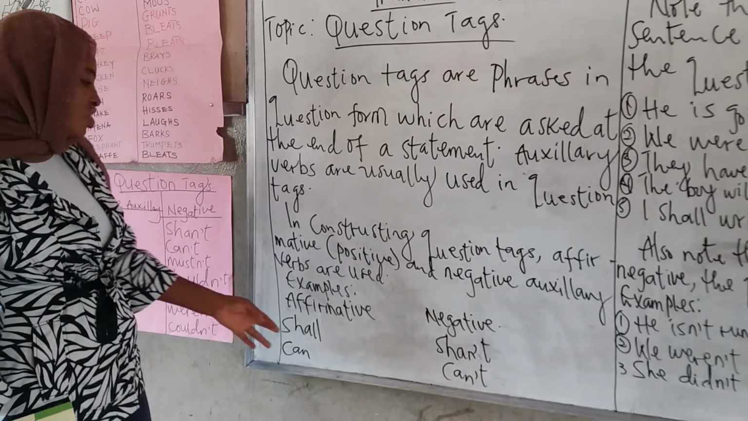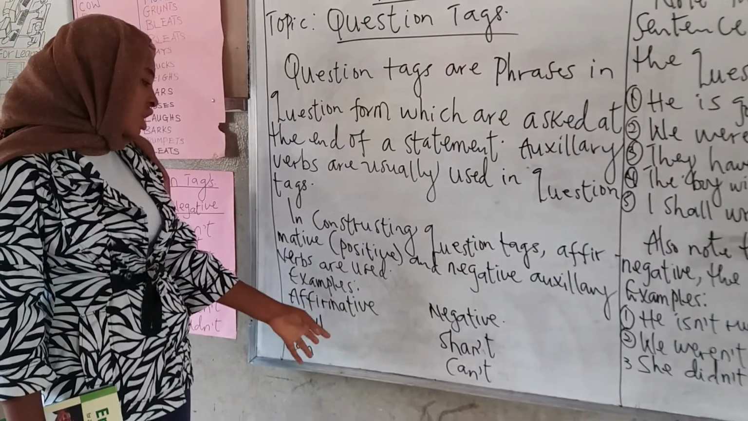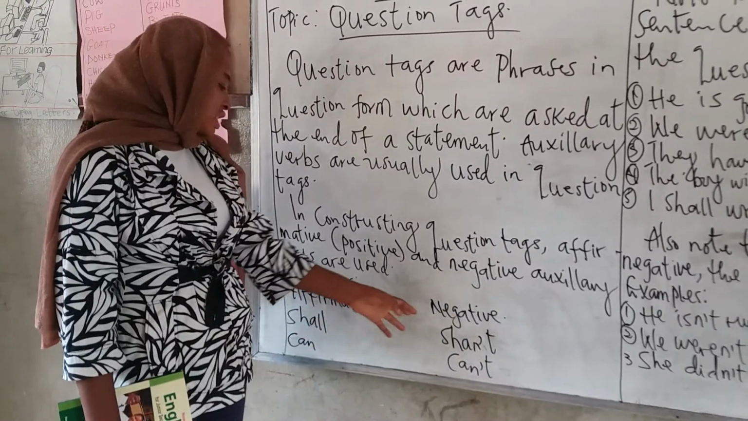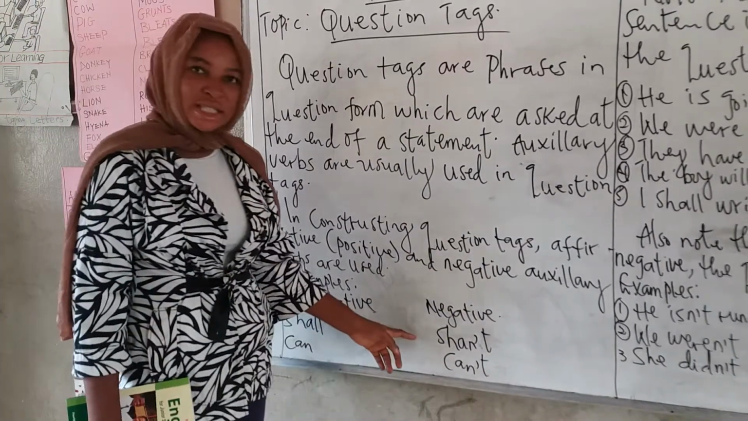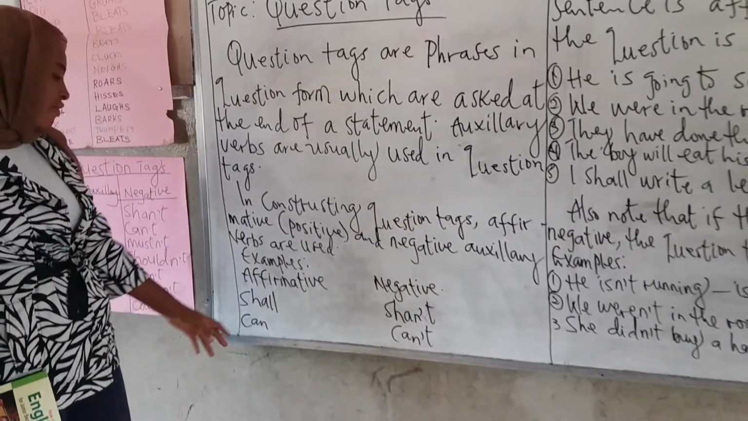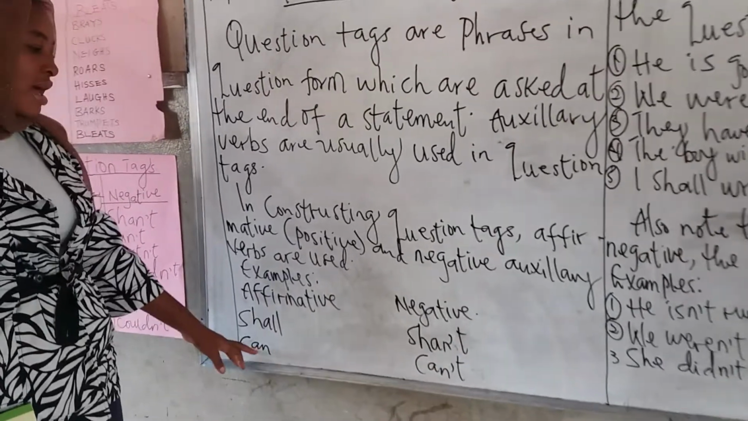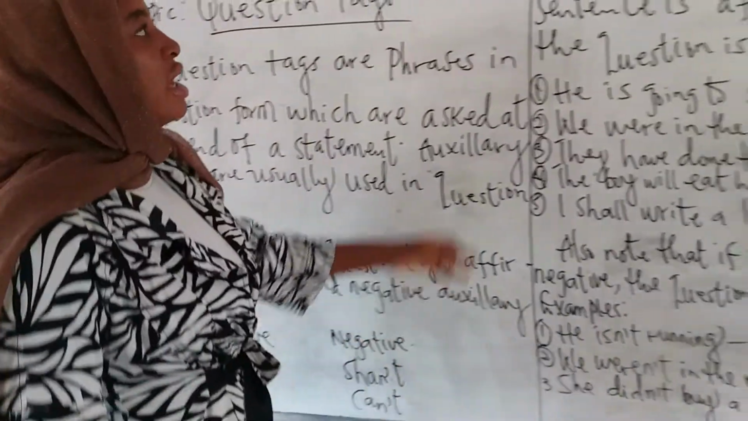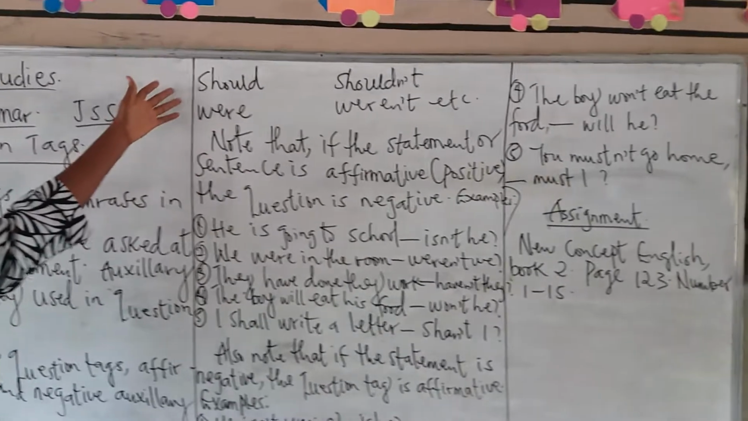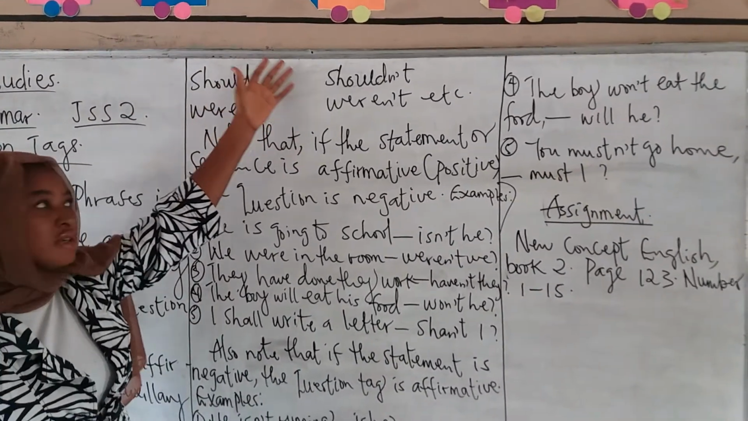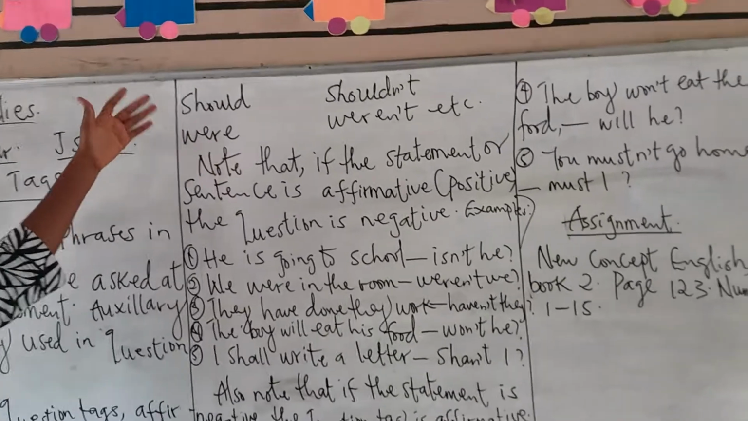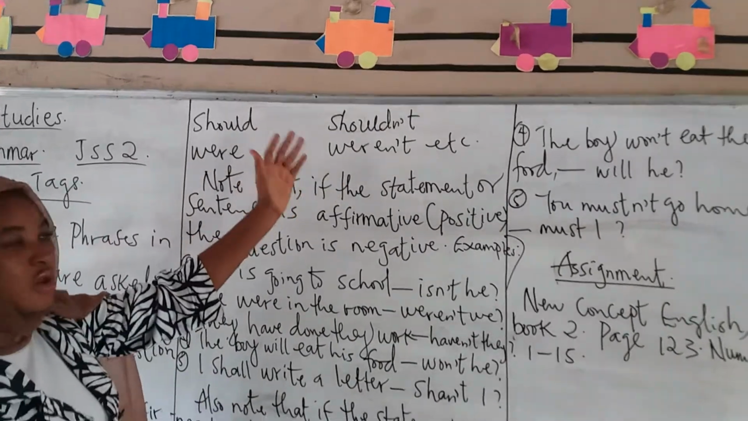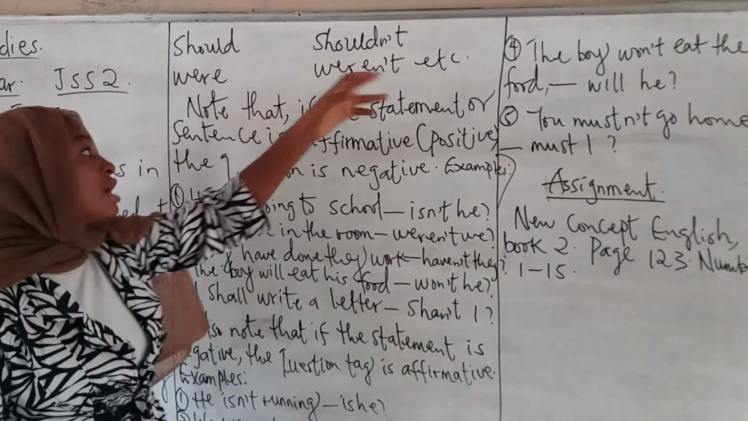For example, we have shall. You can use shall in the affirmative sentences. The negative of shall is shan't. Here I have can, and the negative of can is can't. Here I have should, and the negative is shouldn't. Here we have were, and the negative of this is weren't. We also have more examples.